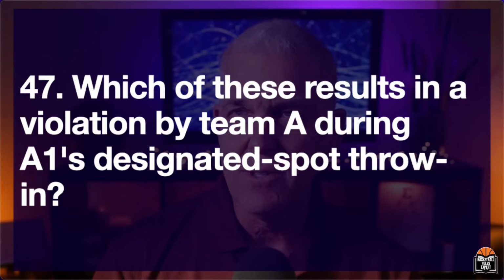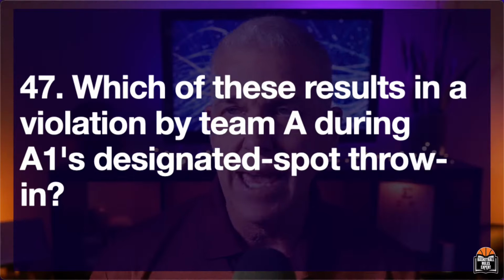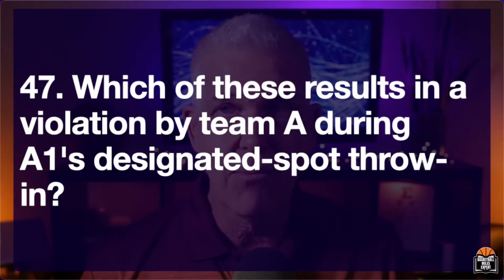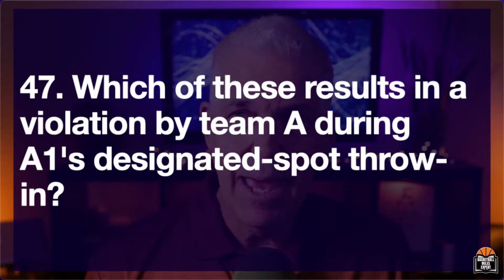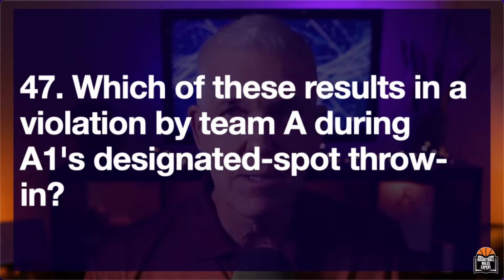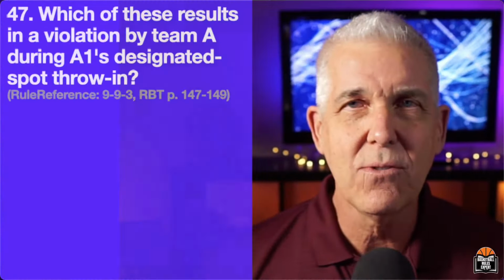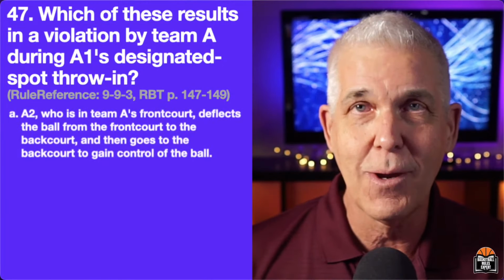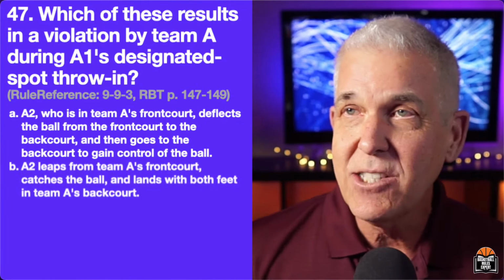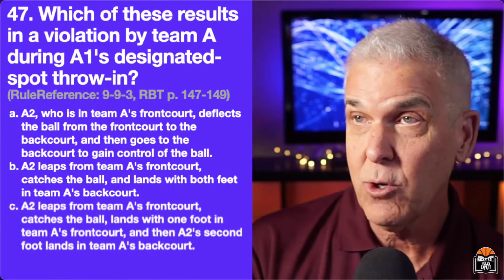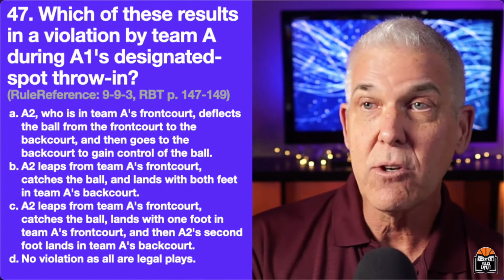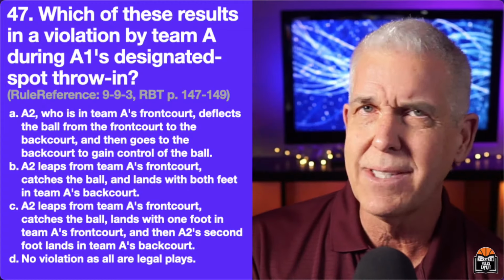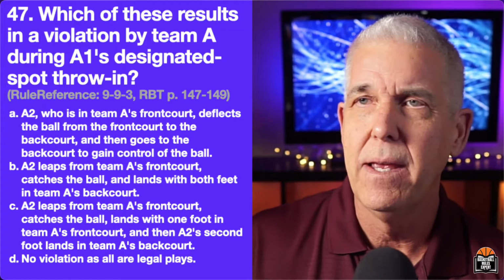47. Which of these results in a violation by Team A during A1's designated spot throw-in? All right. Team A during a designated spot throw-in. We should know this. We know free throw or throw-in rules and restrictions. A, A2, who is in Team A's front court, deflects the ball from the front court to the back court, then goes to the back court to gain control. Is that a violation? That's got to be something.